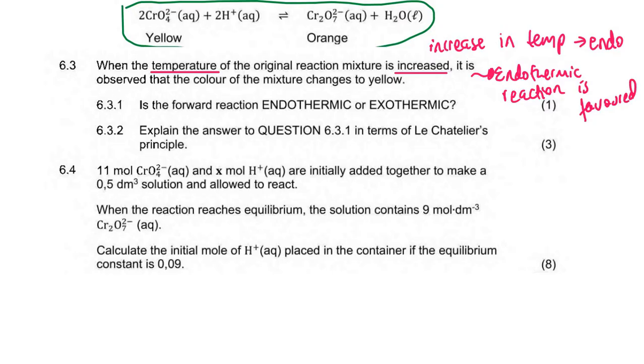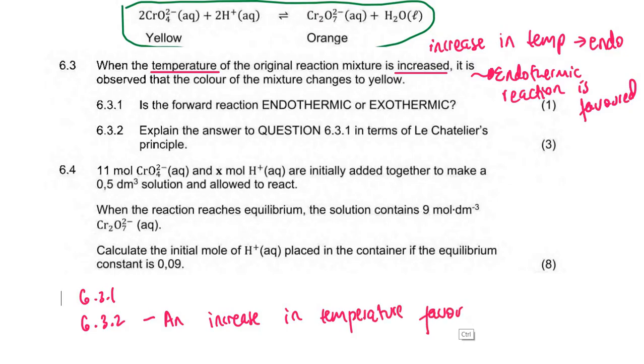At 6.3.2 there, I'm not going to answer 6.1.1. I'm going to answer 6.3.2 first by already explaining. So what we observed is that, what you should write first is that an increase in temperature favors the endothermic reaction. It favors the endothermic reaction. An increase in temperature favors the endothermic reaction.